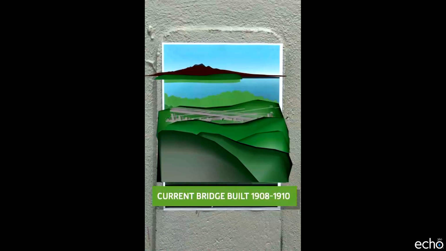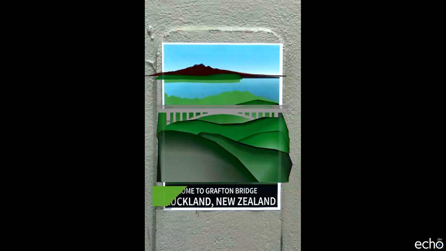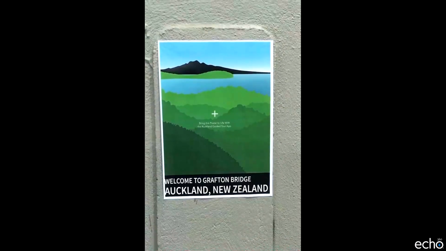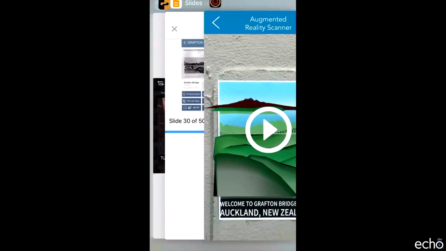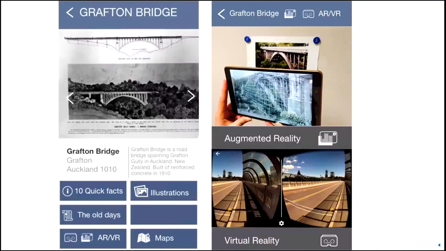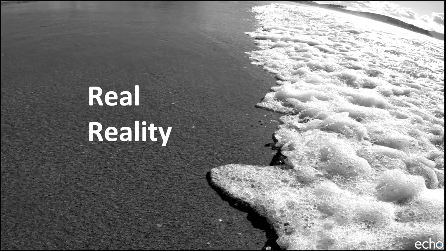So as you can see, obviously, AR in this case is a powerful tool to add information on the real world. And in this case, regarding tourism in Auckland. So let's go to real reality.